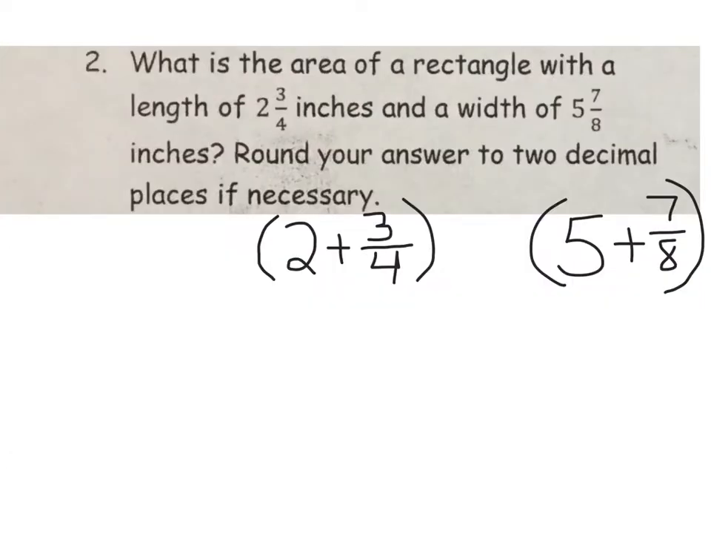Okay, number two. Number two says, what is the area of a rectangle? So I'm going to circle that in blue for you. With a length of 2 3/4 inches and a width of 5 7/8 inches. It says to round your answer to 2 decimal places if necessary. So what I have written in parentheses, remember, if you're putting this into the calculator using the calculators that we have, you have to put in parentheses 2 plus the 3/4 and then 5 plus the 7/8.